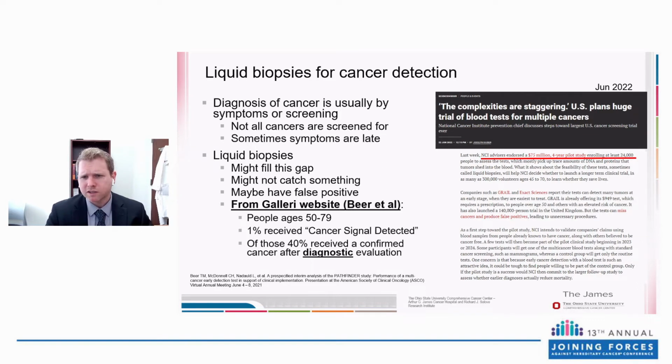And what they said was the complexities are staggering. That's kind of like the headline from some major scientists within the National Cancer Institute. So last week, they report that the NCI advisors endorsed a $75 million 4-year pilot study looking at this technology to help identify early detection of cancer. And it kind of goes to show you where the scientific community is: yes, we're very excited, but we need to do our due diligence to best establish how this is going to fit into our practice.